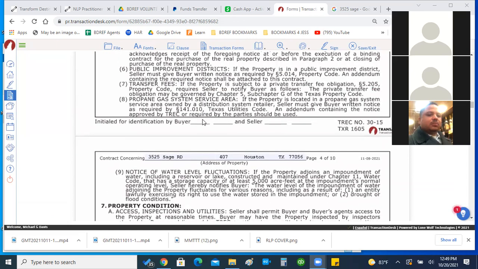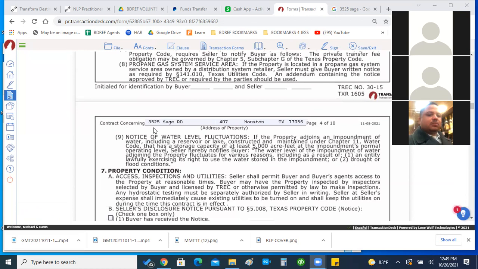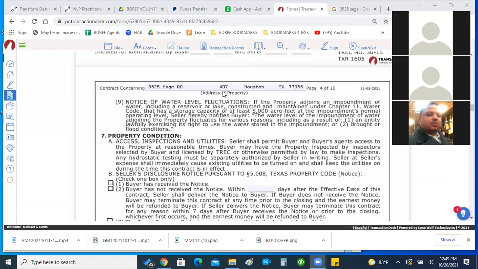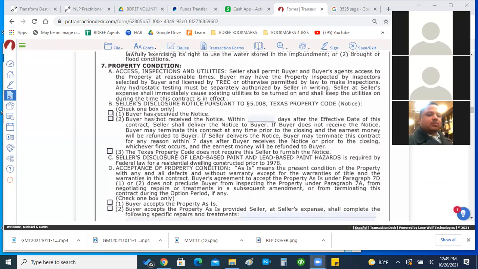In addition to the signature at the bottom of each page, the address is going to be at the top of each page as well. The good thing about using these softwares is that it automatically populates it for us. So that's what it did here. All right, property condition. This is where we make notation of if we have or have not received the seller's disclosure.